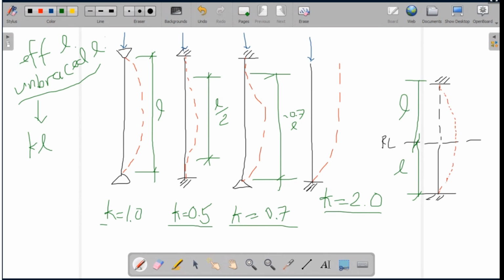So there you go. These are the effective length factors considering different end conditions. Any questions so far? Any questions?